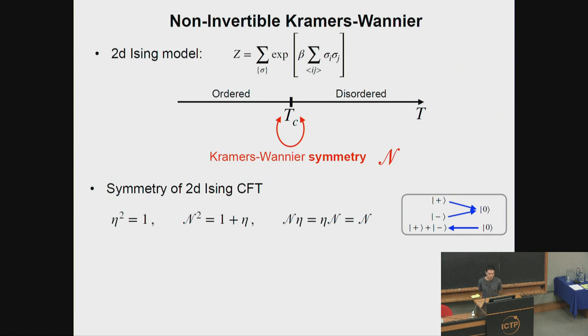And you can also make it very precise. So here, this is a symmetry of the 2D Ising CFT, which sits at this point. And so this 2D Ising CFT has a Z2 symmetry, which squares to 1. But in addition, there is this Kramers-Wannier symmetry defect, which squares to 1 plus eta. So this is a canonical example of a fusion category. And you can show that this action is compatible with the action that I wrote here.